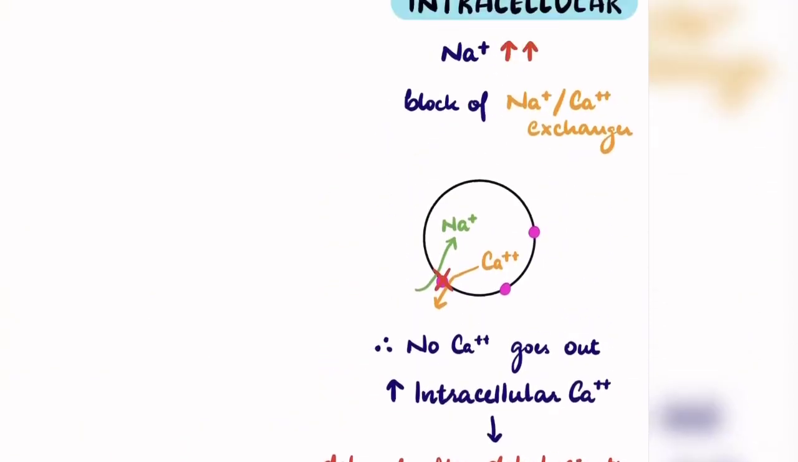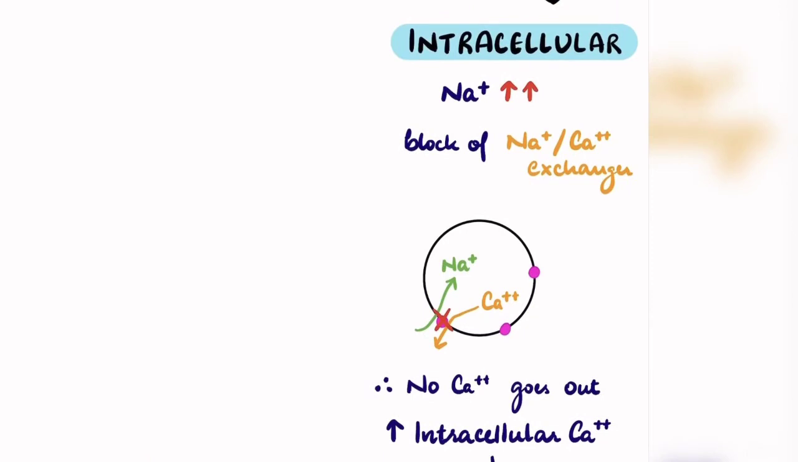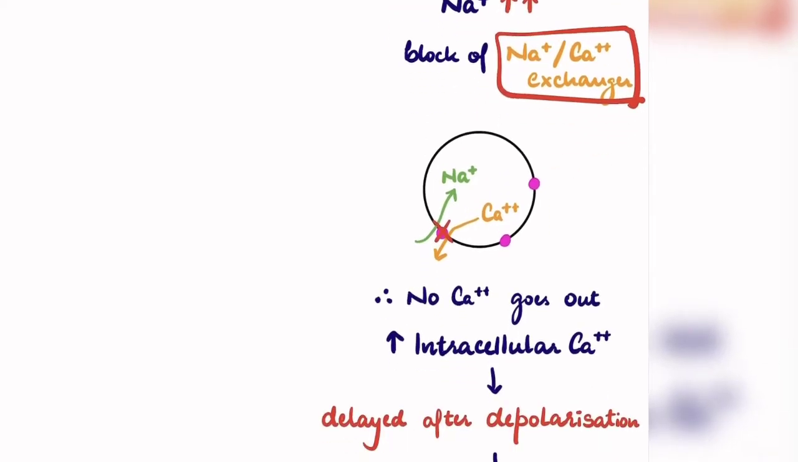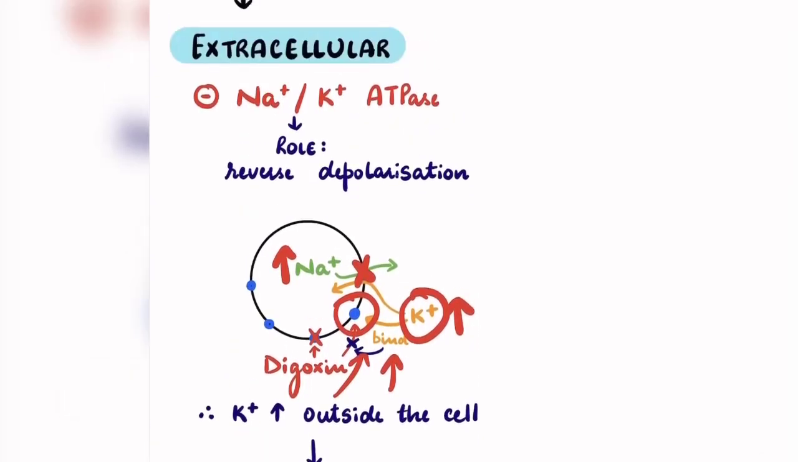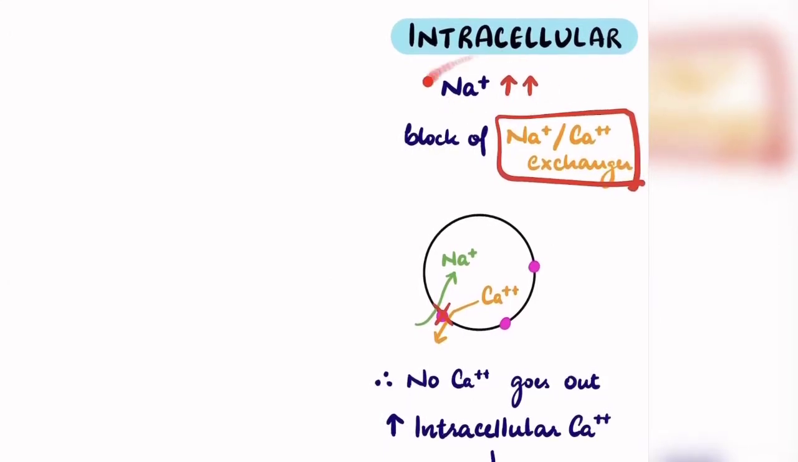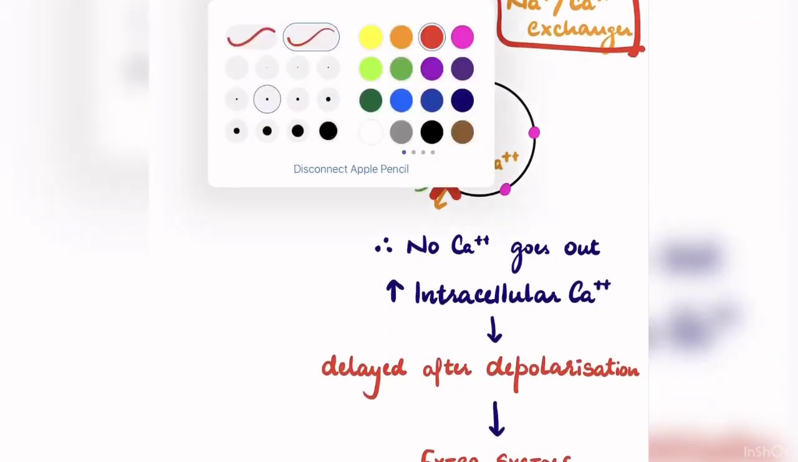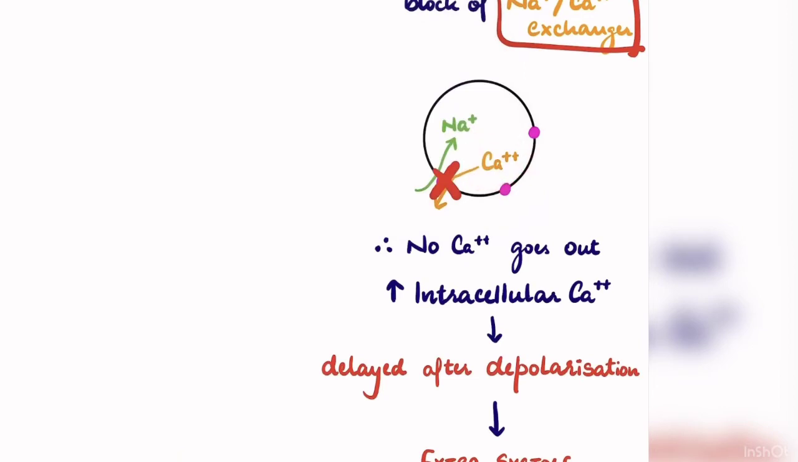Now we'll move on to the intracellular part. In the intracellular part, there's also another pump, that is the sodium calcium exchanger. What this pump normally does is it pushes the calcium outside the cell and pushes the sodium inside the cell. But we know that since the sodium potassium pump is blocked, there's already too much sodium inside the cell. So if there's too much sodium inside the cell, more sodium won't come in. So this will be blocked. If this is blocked, the calcium won't go out and the calcium will increase inside the cell. So there will be an increase in intracellular calcium.